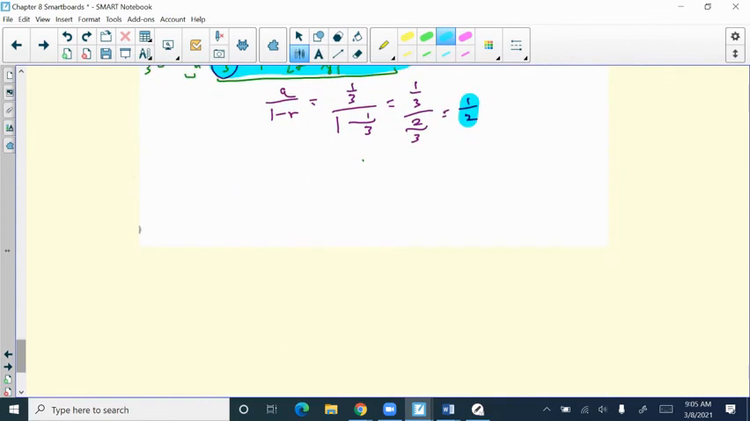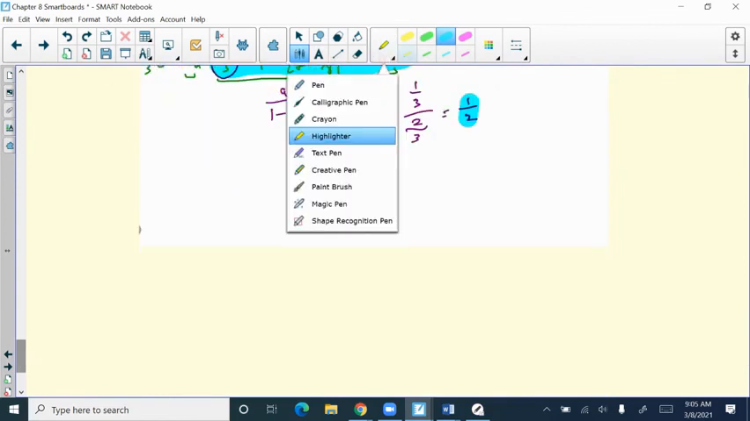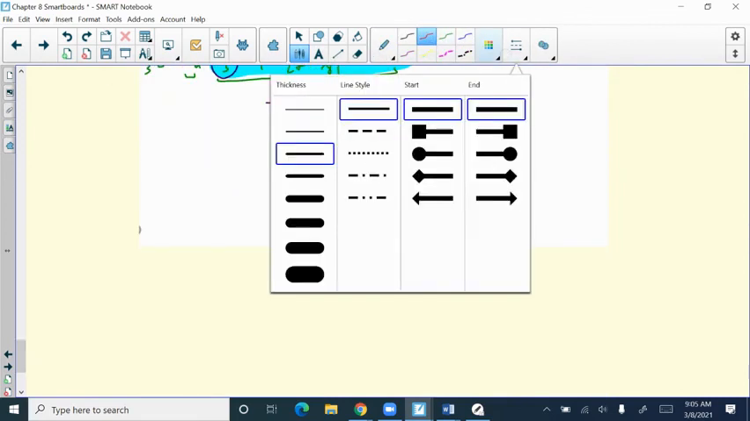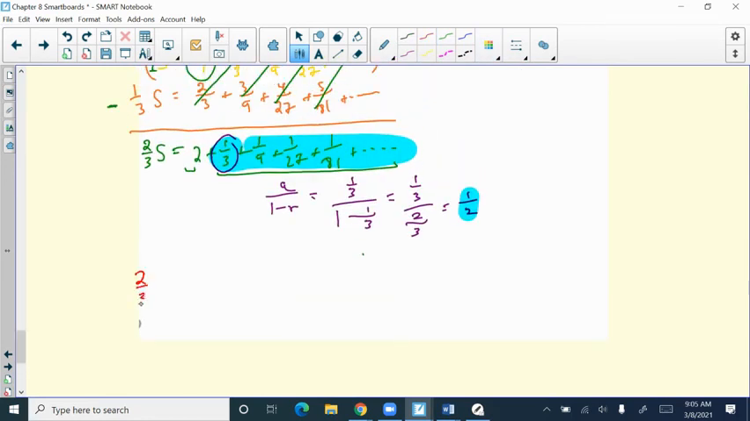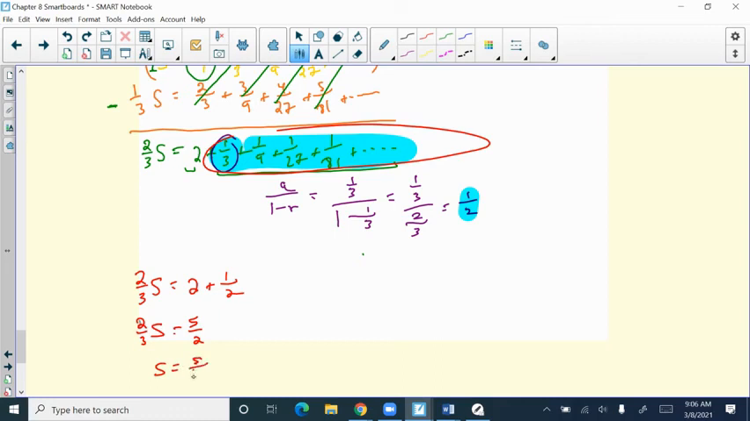So now look at our equation. We know that 2/3 the sum is equal to 2, because we had that 2, plus all of this, which is equal to 1/2. So 2/3 the sum is equal to 2.5 or 5/2. So just multiply by the reciprocal: 5/2 times 3/2, which is 15/4.